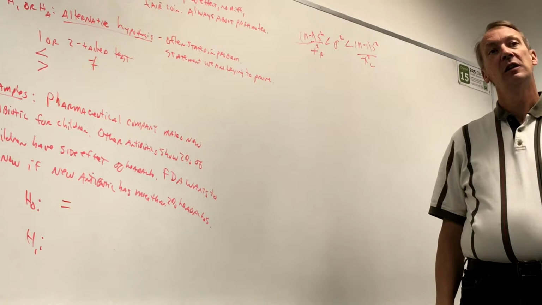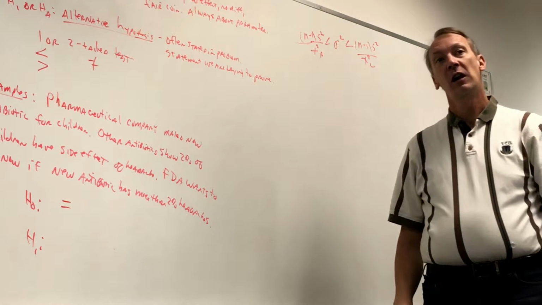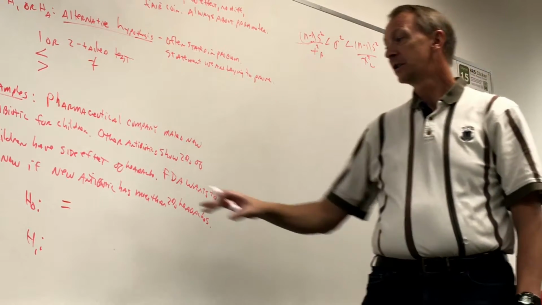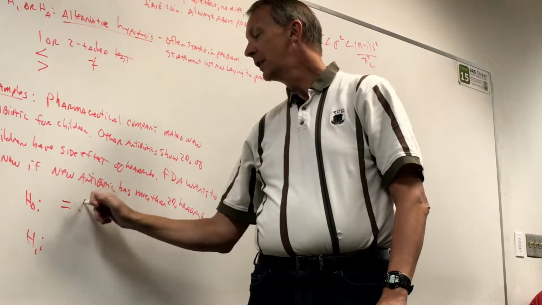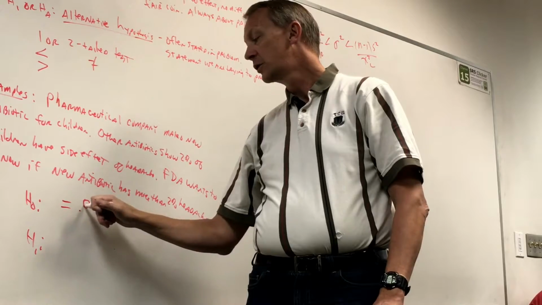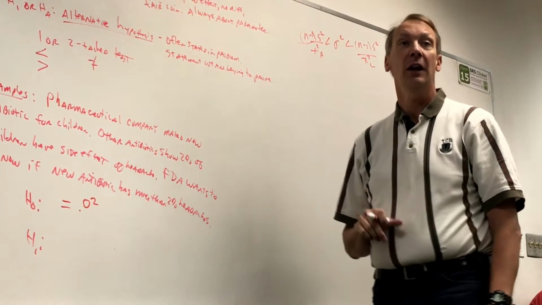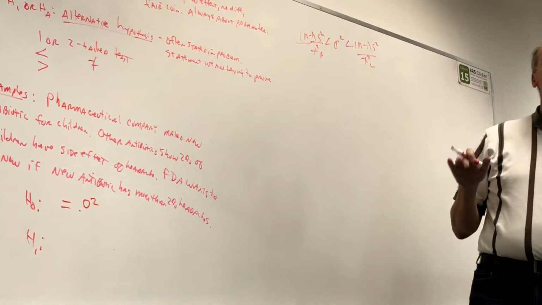Could you say like 2% of children have headaches? So something's going to equal 2%, right? Yeah. Okay. So 2% equals, and I'm going to write that as a decimal, 0.02. 2% is 0.02. Okay, so a lot of people just stop there and they go, that's good enough.